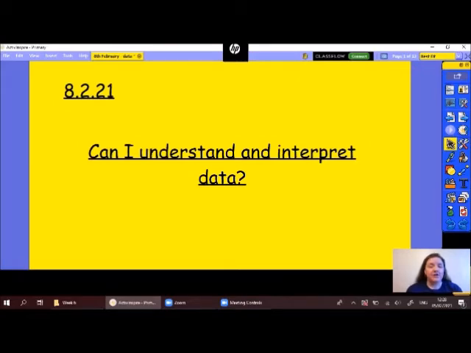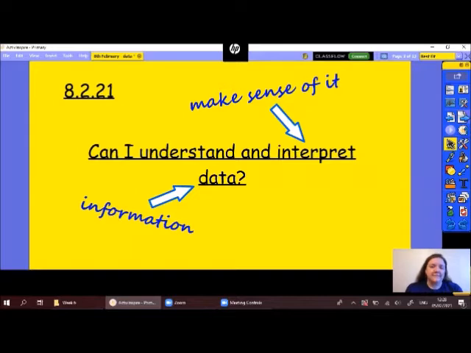We're going to start a new topic in maths today, and it's all about data handling. And your first Can I title is Can I understand and interpret data? But there are words in there that we don't necessarily usually use in our everyday life. So let's have a look at what they mean. To interpret something just means to make sense of it. And data just means information. So what this is really asking you is, can you understand and make sense of information? What kind of information? Well, let's see.